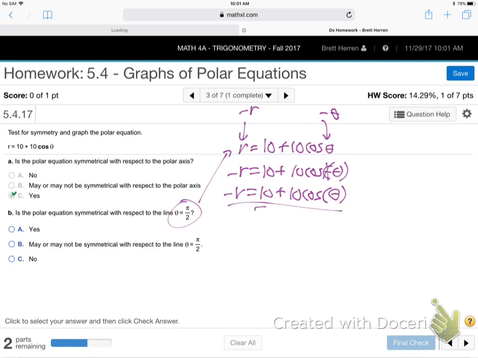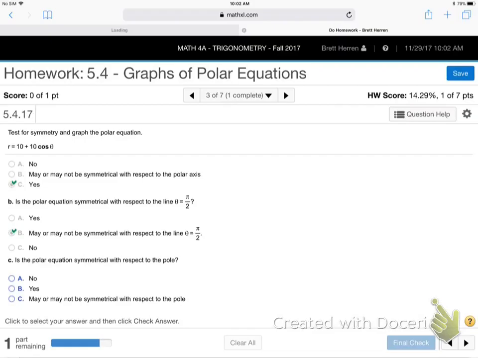So is this the same as the original? Maybe. Here's the original, here's this. Are they identical twins? Well, they're not. It's not the same. So that's the may or may not case. Good, we got that extra minus sign. It's not the same, so it may or may not be symmetrical to the line theta equals pi over 2.